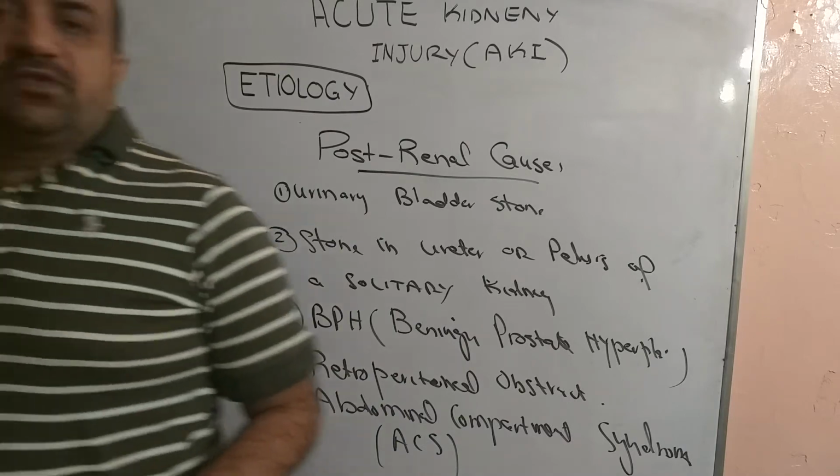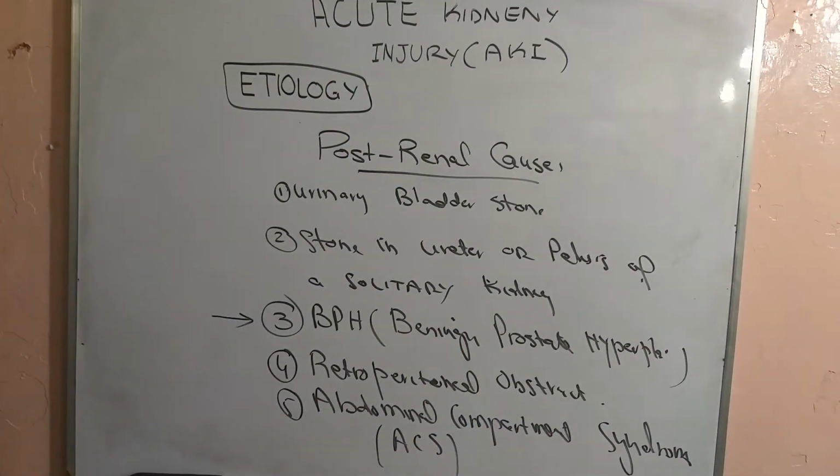So these are the famous post-renal causes of the acute kidney injury, namely urinary bladder stone, stone in the solitary kidney ureter or pelvis of the solitary kidney when there is a congenital absence or dysfunction of one kidney. Then there can be benign prostatic hypertrophy or hyperplasia, because the prostatic enlargement causes the obstruction through the narrowing of the prostatic urethra. Then there can be the retroperitoneal fibrosis, which can cause the obstruction.